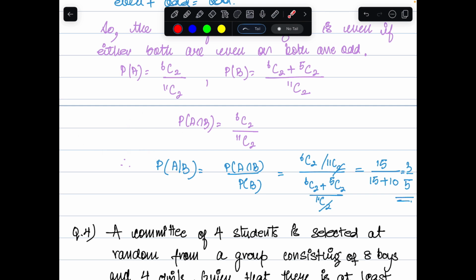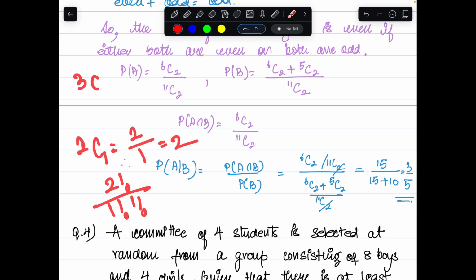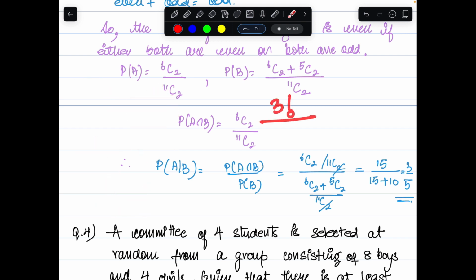Okay, I hope it's clear. One second. So 2C1 is equal to 2 by 1, that's 2, but if it's 2 factorial by 1 factorial, yeah. 3C2 is 3 into 2 by 2 into 1, so it's 3, or is it 3 factorial by 1 factorial into 2 factorial, yeah, that's correct. Okay.